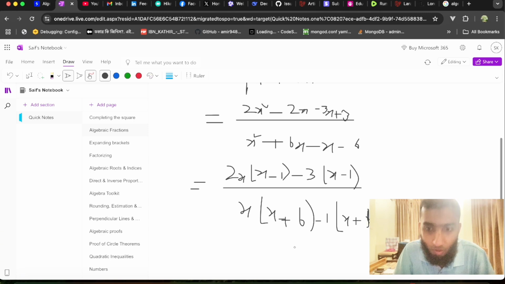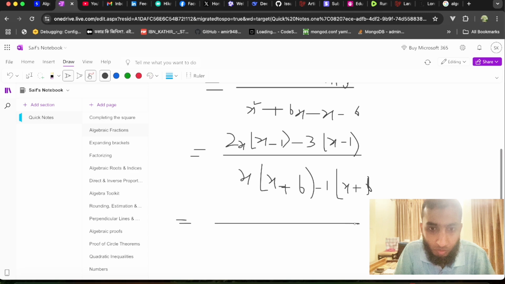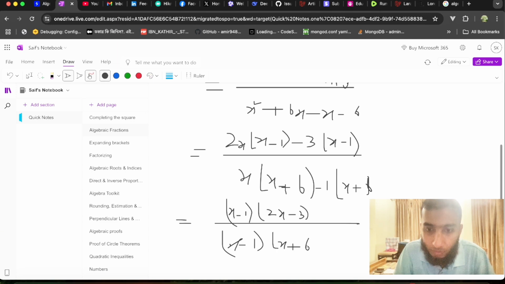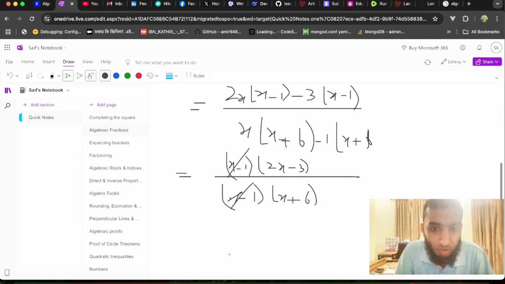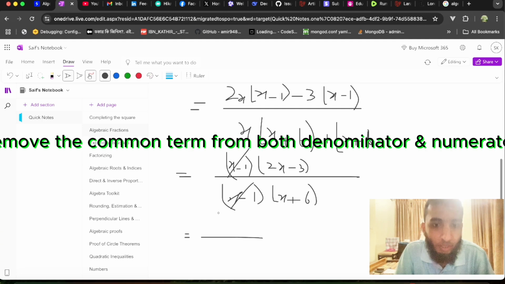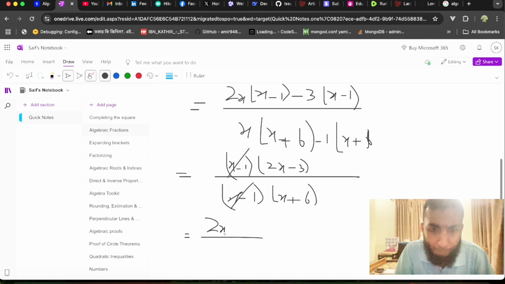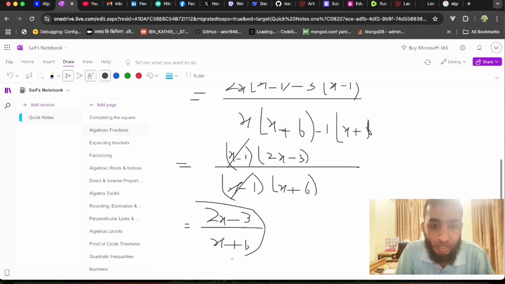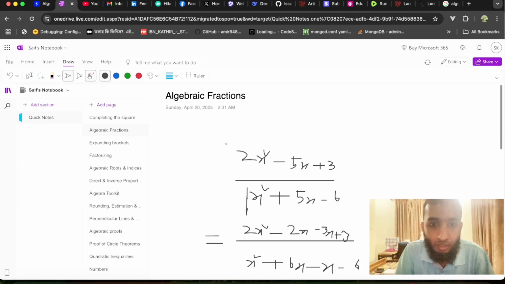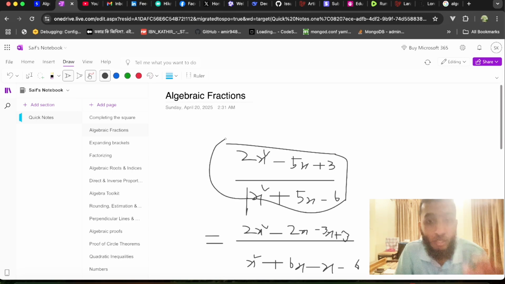Now we can write 2x minus 3 multiplied by x minus 1, over x minus 1 multiplied by x plus 6. So we can cancel x minus 1. We get 2x minus 3 divided by x plus 6. This is the simplified expression of the fraction, which has algebraic expressions in both numerator and denominator.